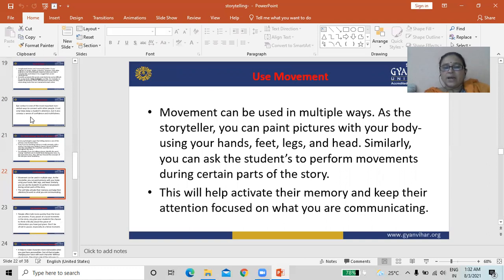This will help activate their memory and keep their attention focused on what you are communicating.